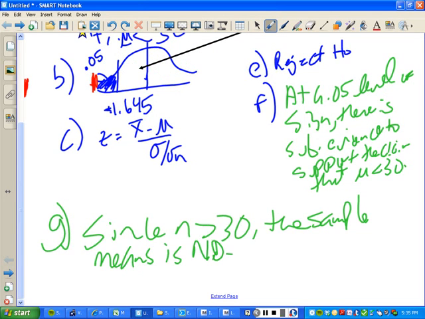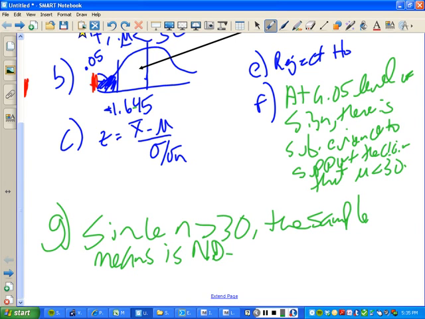So if it were going to be that you failed to reject HO, what would we have gotten? We don't support the claim. But what number would you have gotten? You would have gotten something greater than negative 1.645, like negative 1.1, negative 0.3. It acts as a number line.